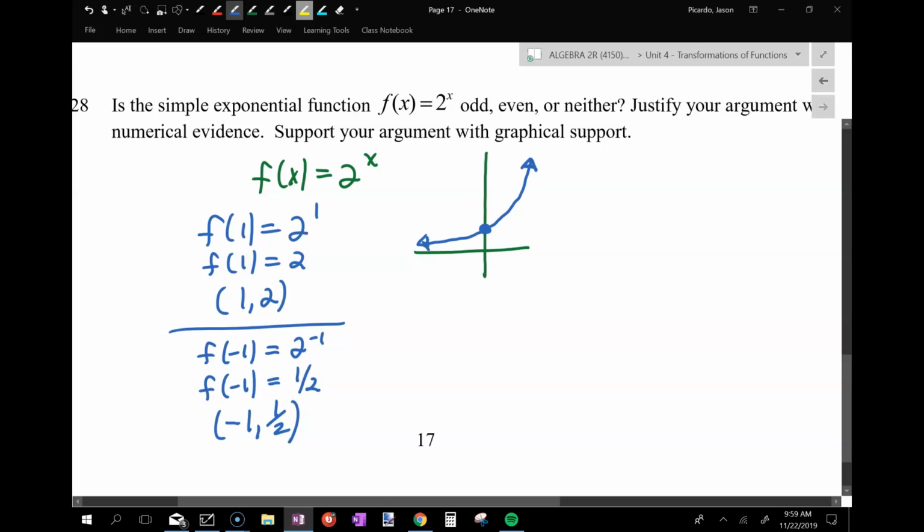So let's go through our scenarios. I plugged in 1 and -1. I got 2 and I got 1/2. It's neither, right? If it was even, I would have gotten the same result. If it was odd, I would have gotten -2. And so this is neither even nor odd. Neither even nor odd.